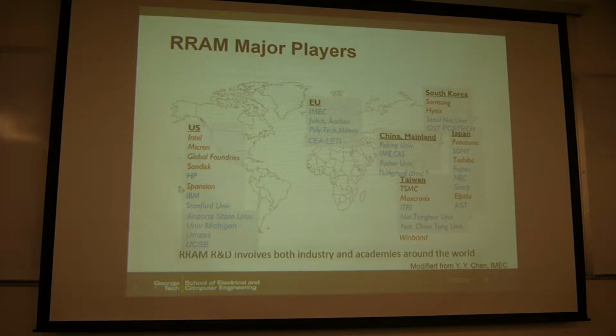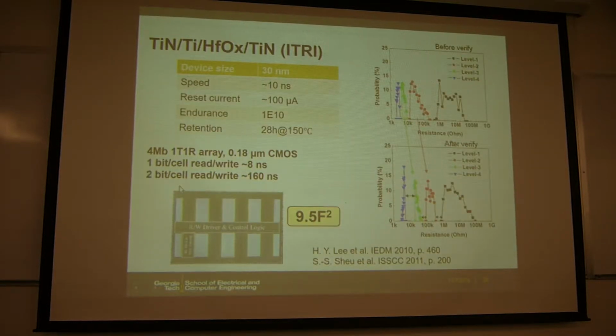So these are the major players, and let's look at some of the chips reported in the major conferences like ISSCC in the past 10 years. So this is the one from ITRI. As we discussed, ITRI is a research lab in Taiwan. And this one is based on hafnium oxide. And the device parameters are shown here.